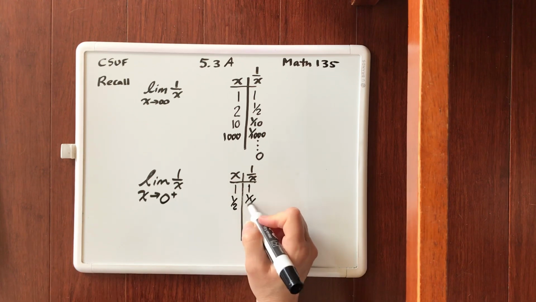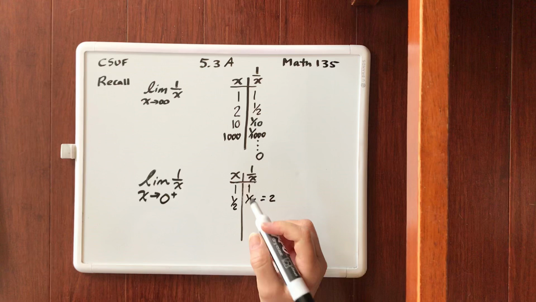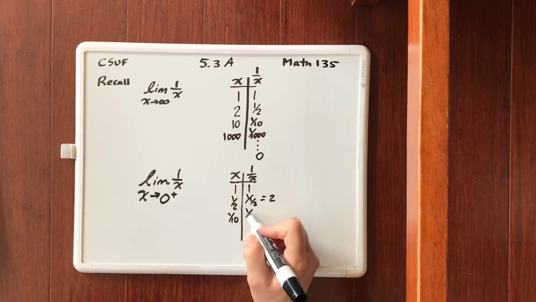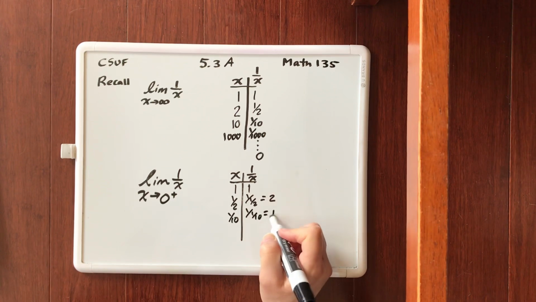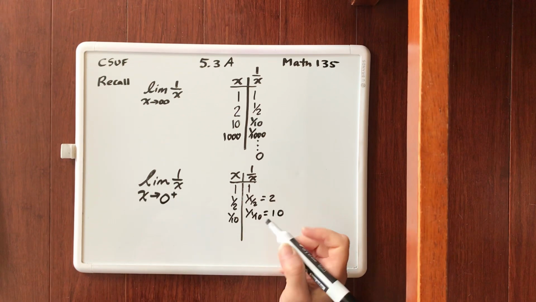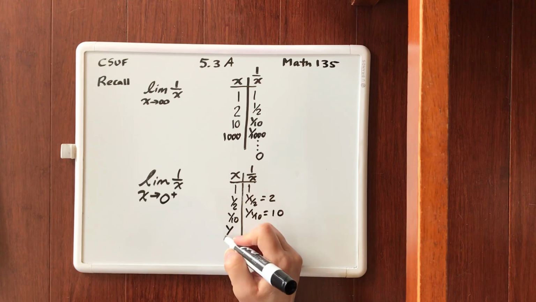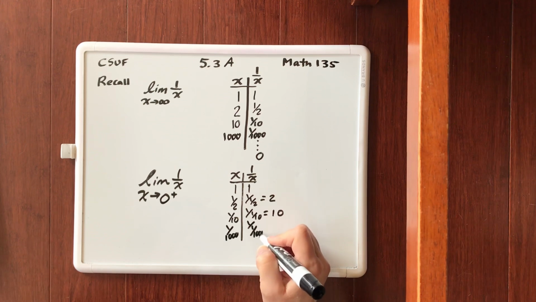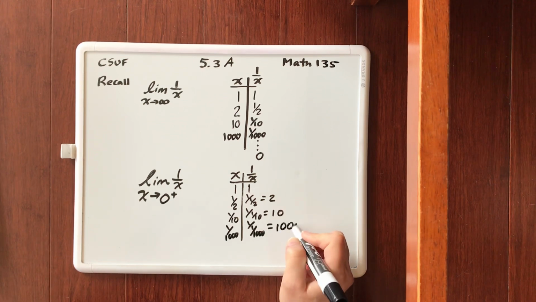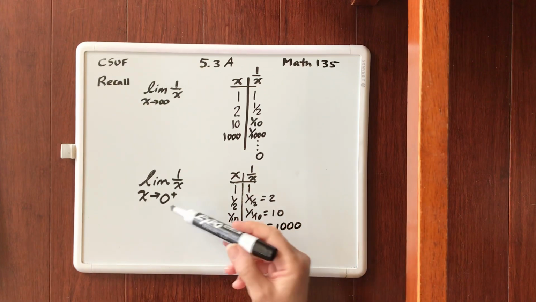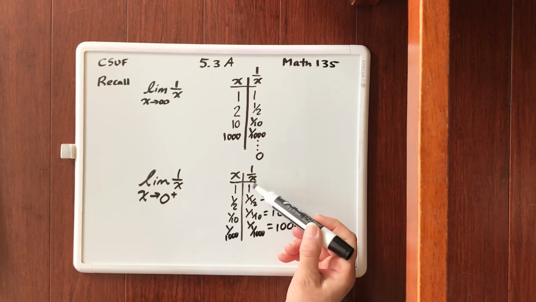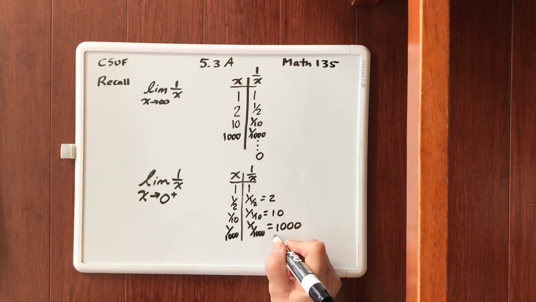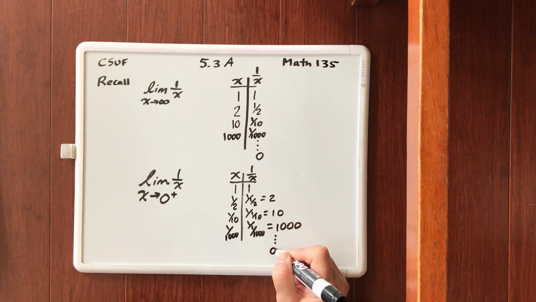1 over 1/2 equals 2. All right, let's try 1/10. 1 over 1/10 is 10. Okay, let's try 1/1000th. 1 over 1/1000th is going to be 1,000. So we can say, as we approach 0 from the right, what's happening? 1, 2, 10, 1,000. It's getting larger and larger. And so we say this is going towards infinity.